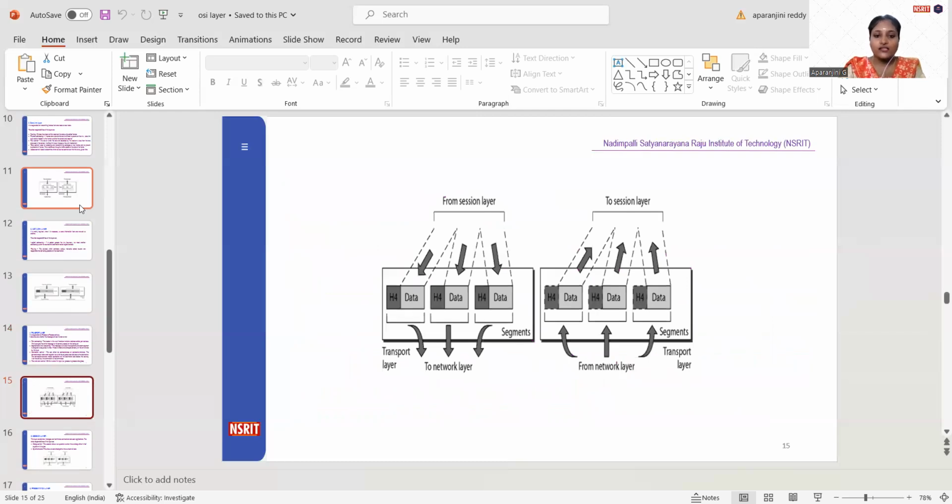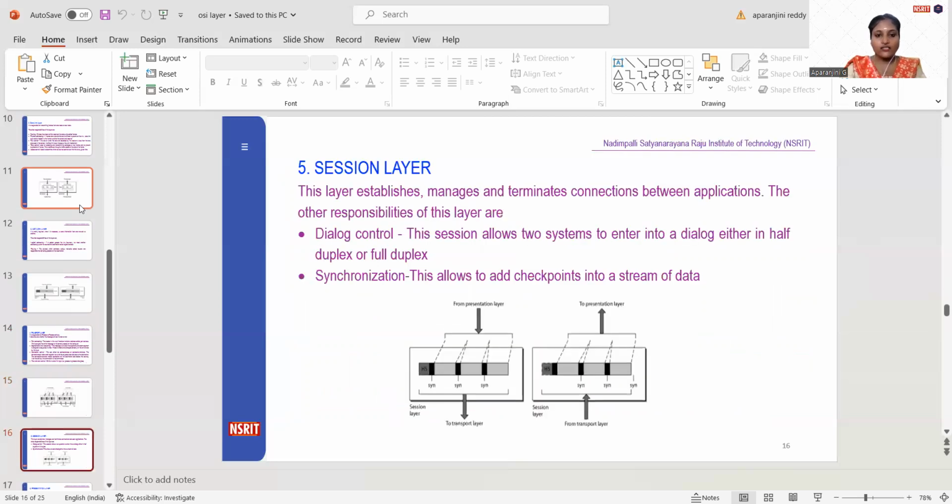In the session layer, we can see the data will be transferred from one layer to another layer with the help of this diagram. The session layer establishes, manages, and terminates connections between applications. The other responsibilities of this layer are dialog control. These sessions allow two systems to enter into dialogue either in half duplex or full duplex. Next is synchronization. This allows adding checkpoints into a stream of data.